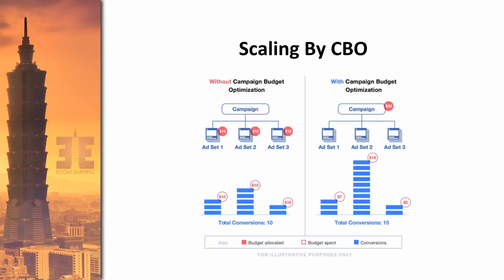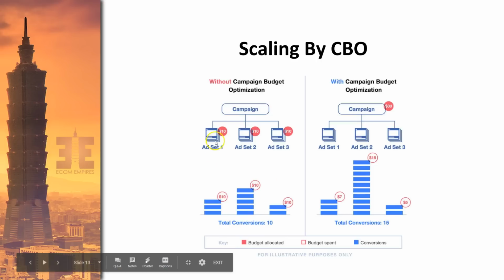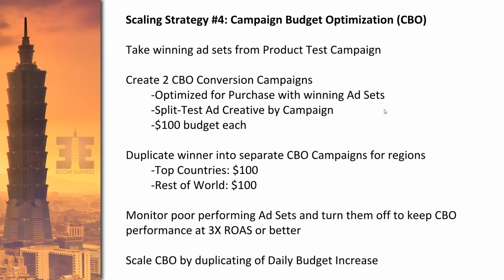Now, scaling by campaign budget optimization, which is still basically scaling by budget, but it's different because you're not scaling at the ad set level anymore. I already talked about what campaign budget optimization is. It's when instead of putting the budget at the ad set, you're putting the budget at the campaign. So it changes the way that you would scale, all right? Here's what it would look like.